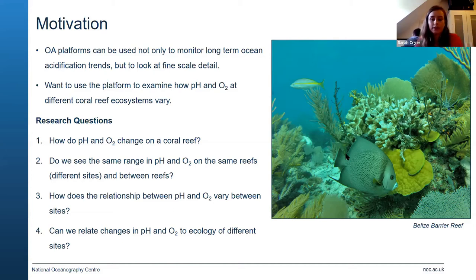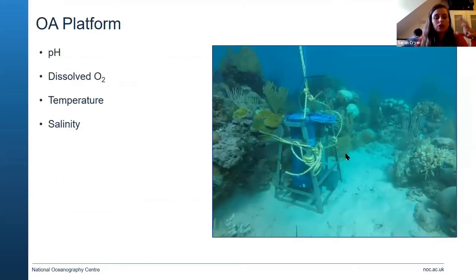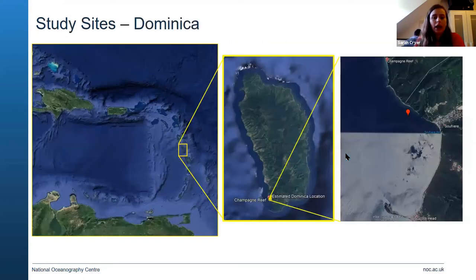So all this data was collected using the ocean acidification platforms, as has been talked about. And just to recap, they're measuring pH, dissolved oxygen, temperature, and salinity. And we are looking at three different countries' sites. So they're all part of the Commonwealth Marine Economies Programme.